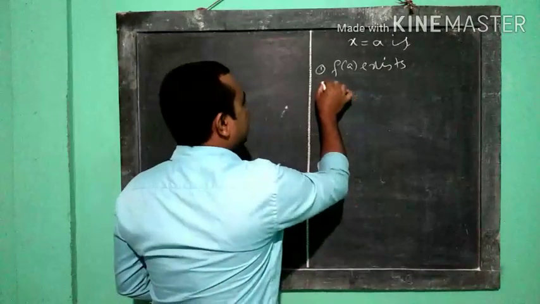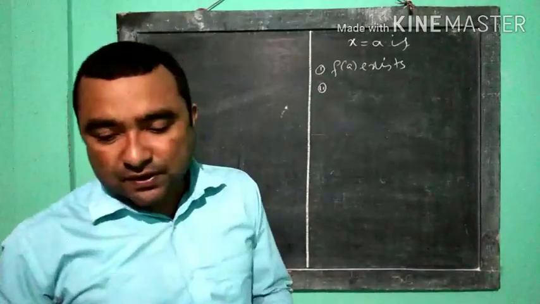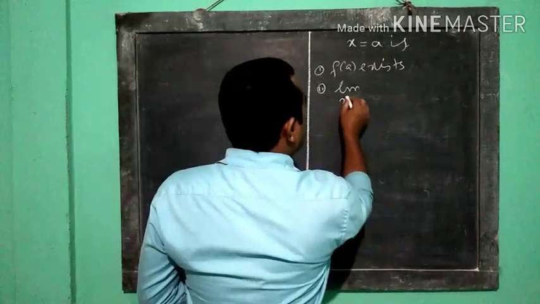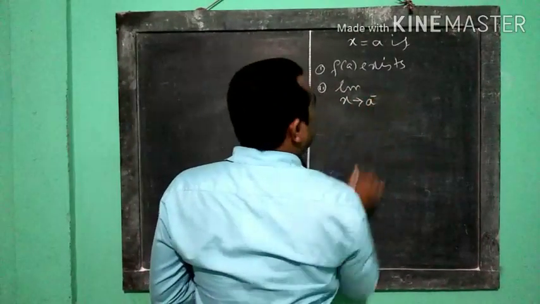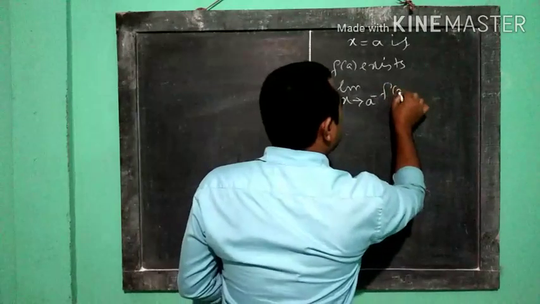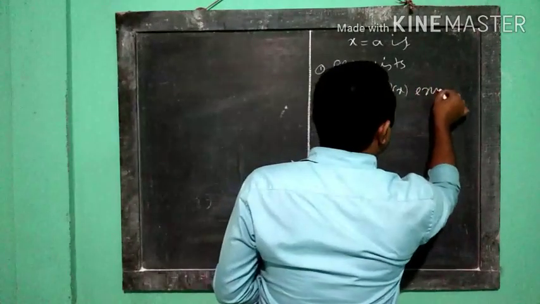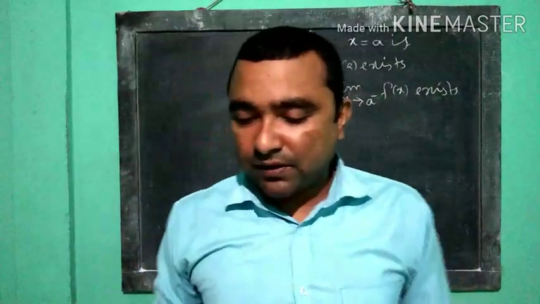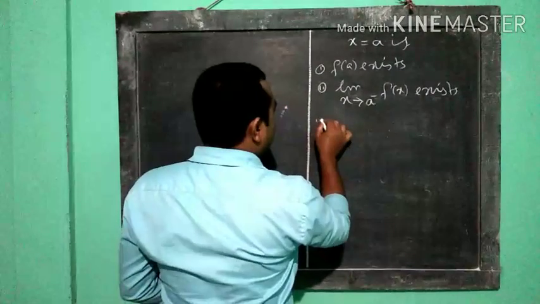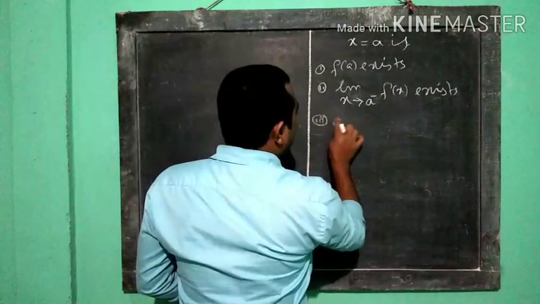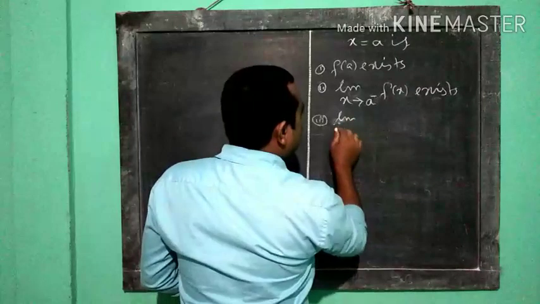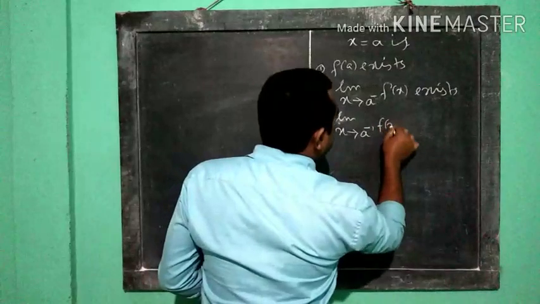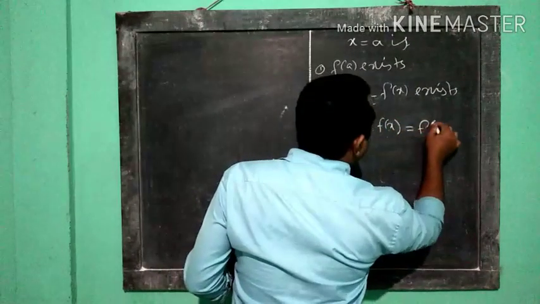Number 2 condition, number 2 is limit x tends to a negative f of x exists. If these two conditions are satisfied, and number 3, limit x tends to a negative f of x is equal to f of a.